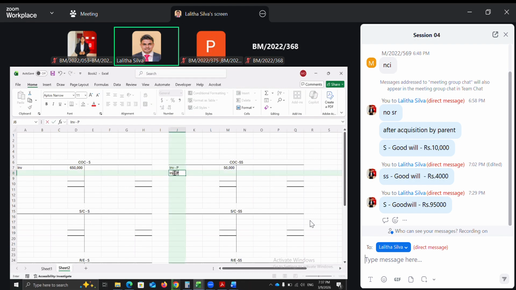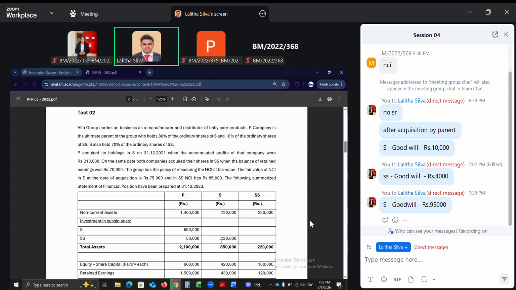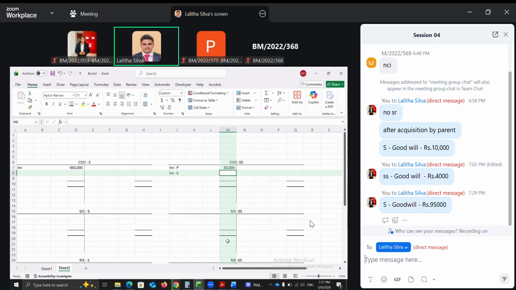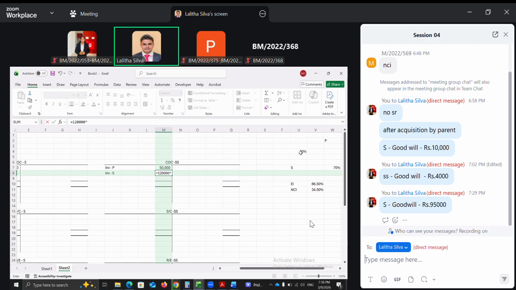Then the second investment is made by entity S. The invested amount is 120,000. Then out of this 120,000, how much is owned by the parent? Only 80%. Yes. Then 120,000 into 80%.